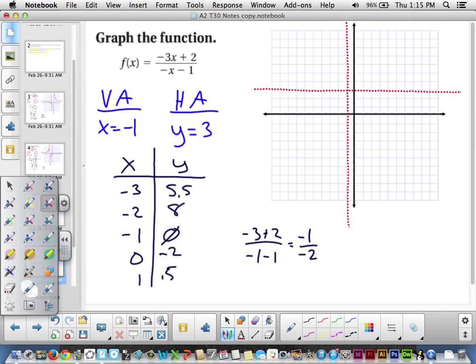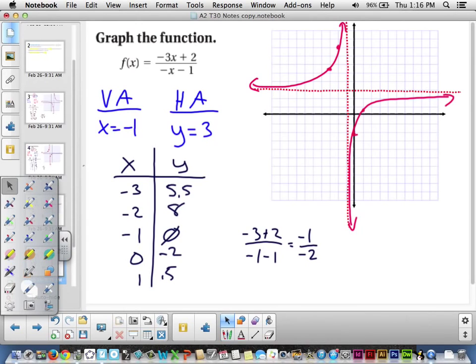Plot the points. -3, 5.5 is here. -2, 8 is here. You can see this region connects up like that. 0, -2 is here. And 1, 0.5 is there. This region connects through like that.